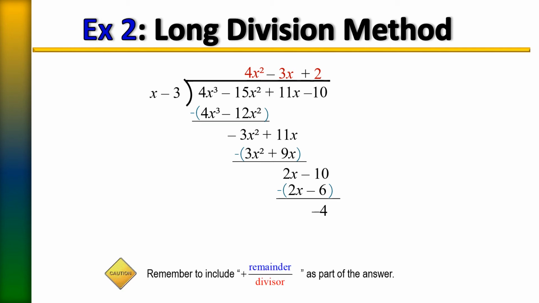And the way you write your remainder, you have to add it or attach it to your answer as a fraction with the remainder on top and your divisor on the bottom. So on the top you should have negative 4. And on the bottom, you should have x minus 3, your divisor, and all of that is your answer. And there you have it, the long division method and a problem that has a remainder.